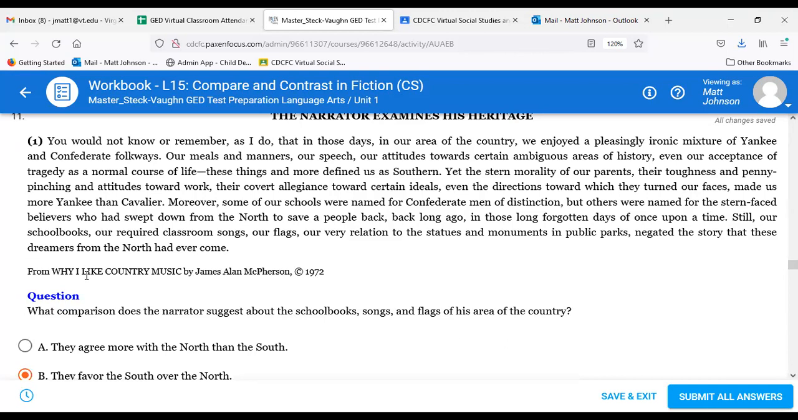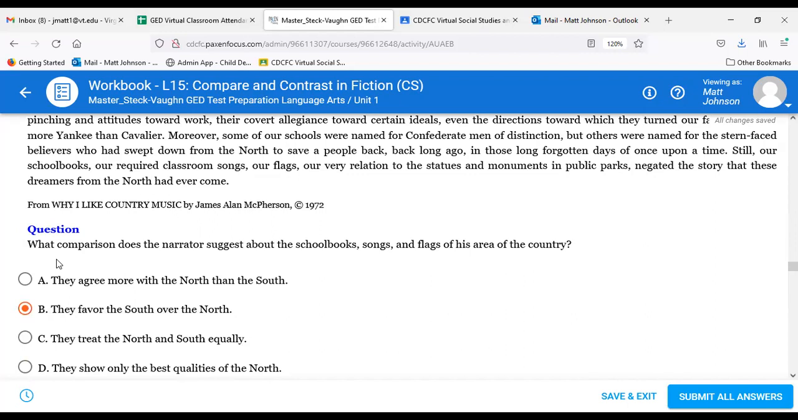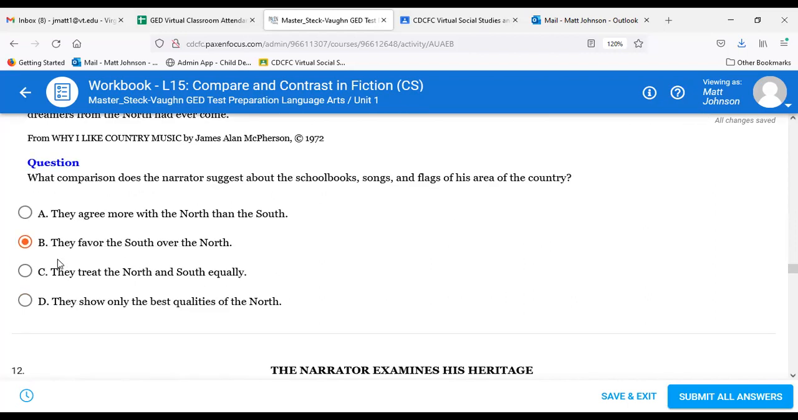Right. So it's saying something that we've been dealing with in more recent times. The statues of Robert E. Lee or Jefferson Davis and all this stuff that we found across the South. What he's saying is by having those out there, and the songs that we sung in school, and the Confederate flag flying in places, it almost looked like the North never came here. And that's kind of what he's getting to there. So B, they favor the South over the North. B as in boy for number 11.